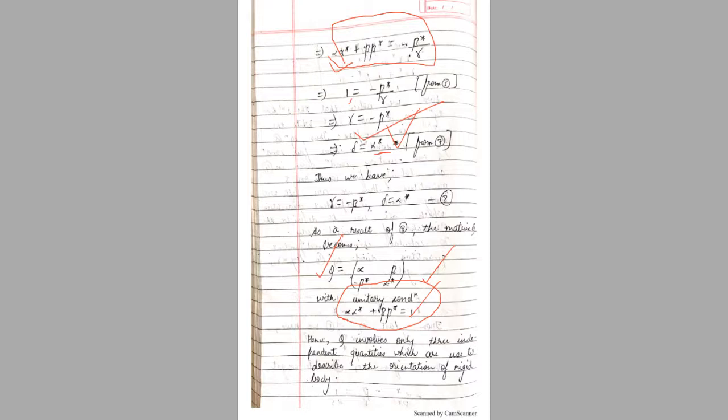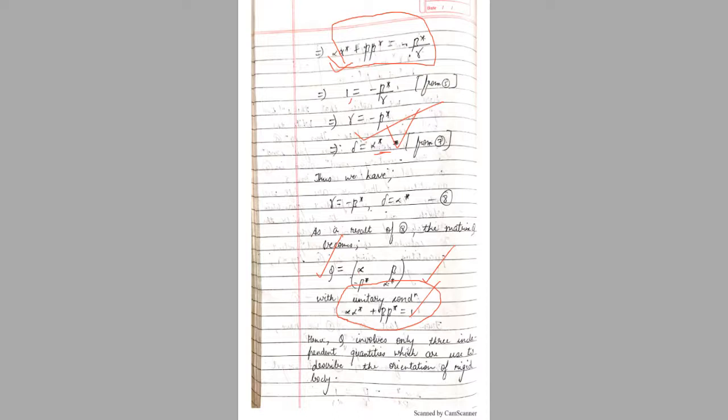Hence, the matrix involves only three independent quantities. How three? See, alpha and beta are complex numbers, with alpha star and beta star their conjugates. So in order to find alpha, I will need two independent quantities, and for beta also I will need two. But since there is one constraint, alpha into alpha star plus beta into beta star equals to 1, I will minus 1. So basically now I have got three independent quantities, and this is the respective matrix. Hence Q involves only three independent quantities which are used to describe the orientation of a rigid body.